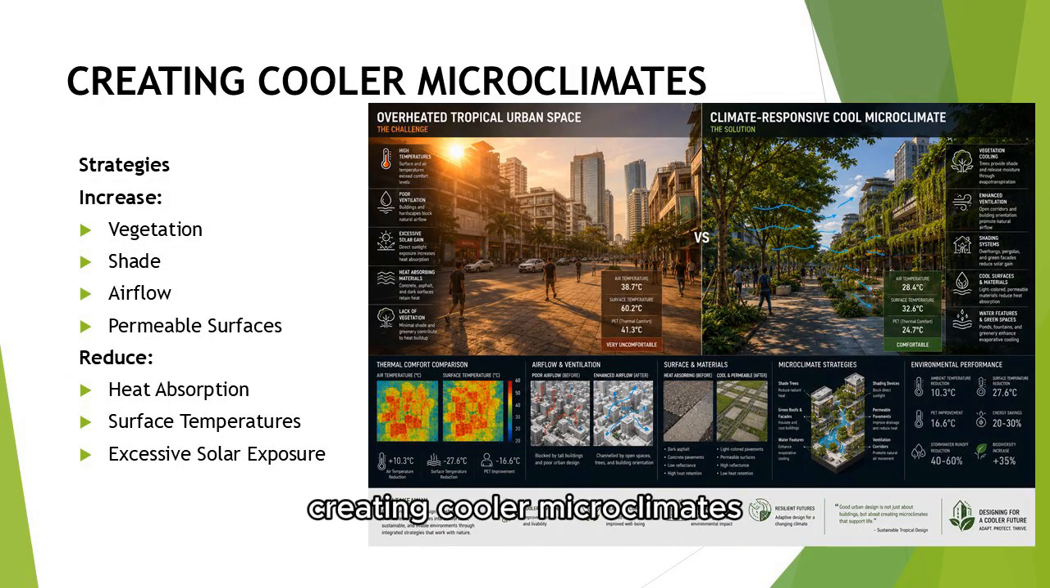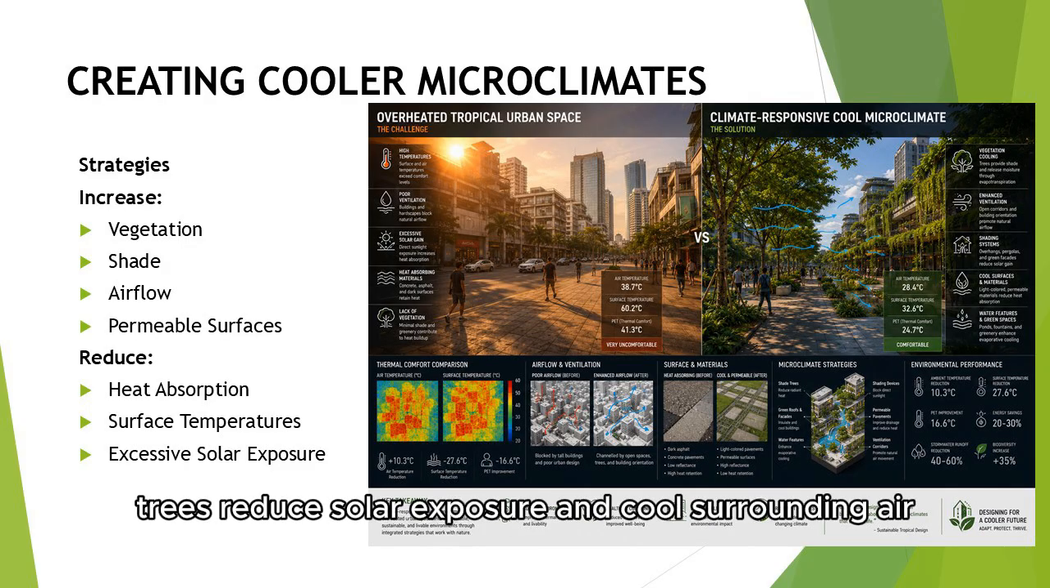Creating cooler microclimates is one of the primary objectives of tropical site planning. The most comfortable outdoor environments rarely occur by accident. They are intentionally designed. Several environmental strategies contribute to cooler microclimates. The first is vegetation.